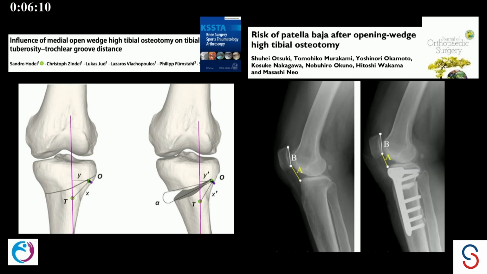Also, we do know that medial opening wedge osteotomies will cause patella baja. So by the same logic, if I am to do a closing osteotomy, I would actually also cause some amount of patella alta. Now my patient already has patella alta, right? So I did not have guidelines. I could only infer from what was published in literature based on medial open wedge high tibial osteotomies for varus knees.